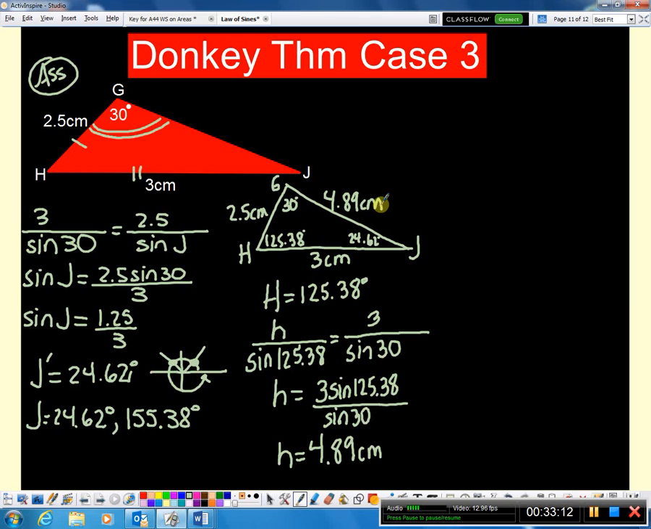Now, 24 is my smallest angle. 2.5 is my smallest side. Check. 30 is the medium. 3 is the medium. Check. 125 and 4 the large. Check. So I think I'm good. So now I check out the other one.